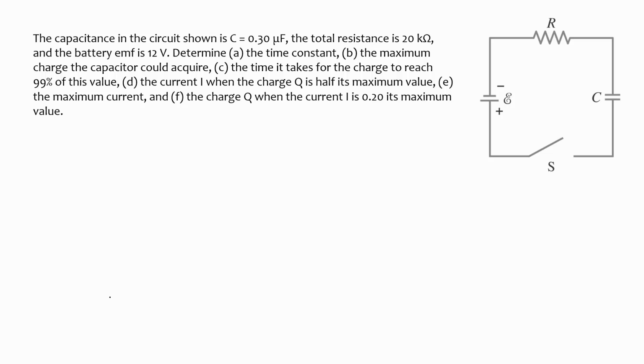So let's do an example. We're given a number of values here for our RC circuit, and then we've got to find all kinds of things. So for part A, we just want to find the time constant, that's tau. This is nice and easy. It's just resistance times capacitance. So 20 kiloohms times 0.3 microfarads, and that works out to be 6 milliseconds, 6 times 10 to the negative third.